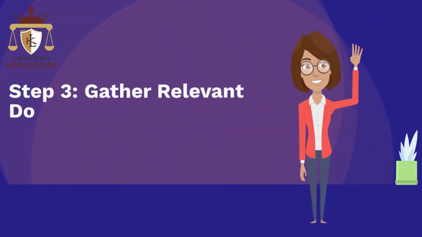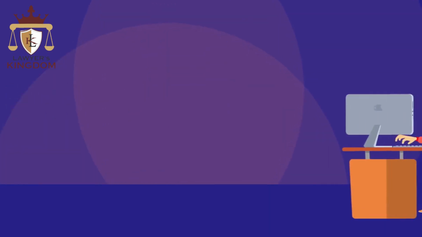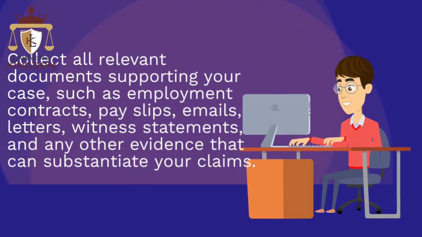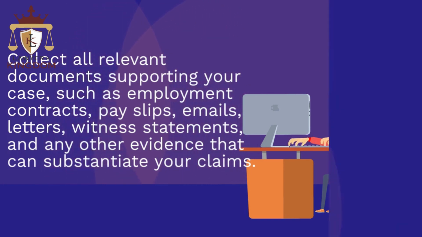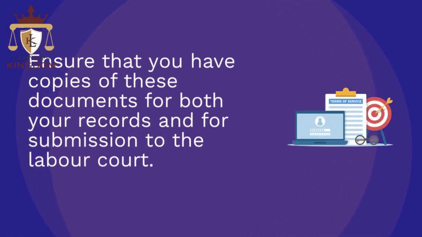Step 3. Gather relevant documentation and evidence. Collect all relevant documents supporting your case, such as employment contracts, payslips, emails, letters, witness statements, and any other evidence that can substantiate your claims. Ensure that you have copies of these documents for both your records and for submission to the labor court.